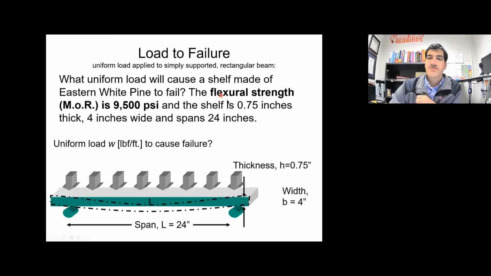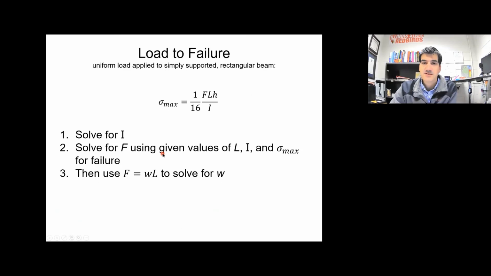All right, so what's our strategy here? Well, we know the flexural strength, and that is a value of stress. So we're going to have to use our stress equation and plug in the flexural strength into the parameter for stress, and then solve for F, the force. Once we have the force, we can convert to the uniform load W, just like we did in the previous problem. In the process, we're going to need the moment of inertia as well, which we've already got. Okay, so let's do that.